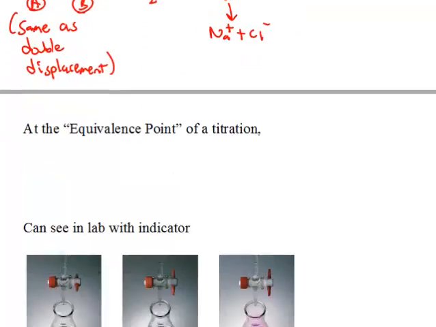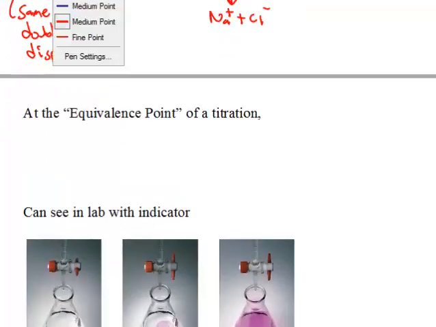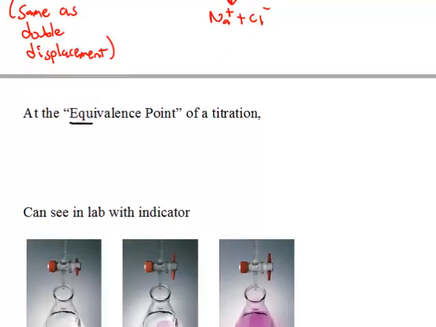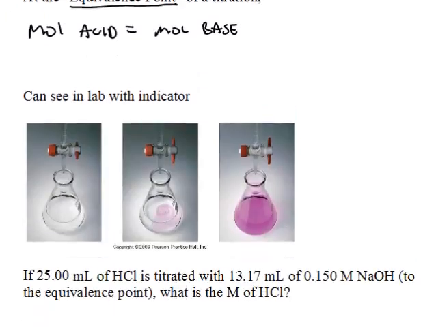What we're going to do with this reaction is add enough acid and enough base so we reach the equivalence point. That's when the moles of the acid equals the moles of the base. And you see this in the lab when you add an indicator to your solution. So for example, this Erlenmeyer flask might have the hydrochloric acid in there, and in the burette we put in the sodium hydroxide.